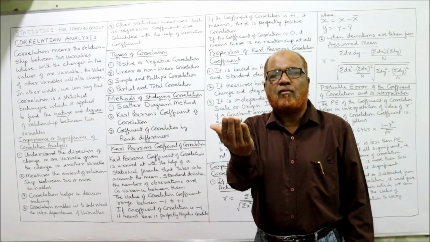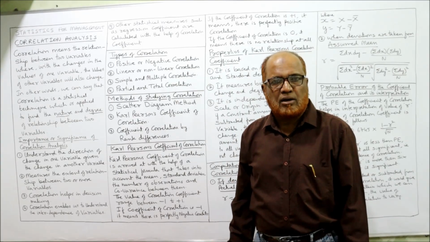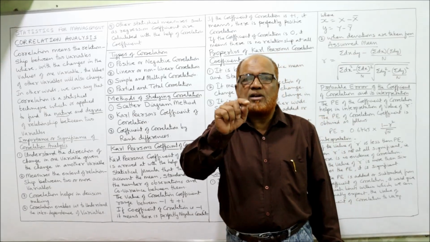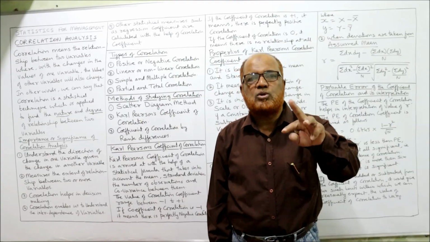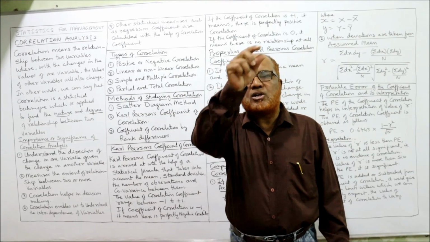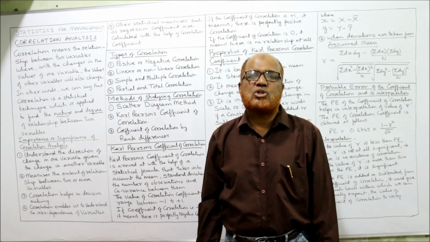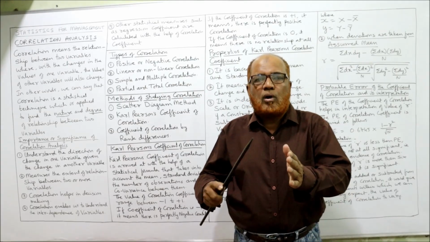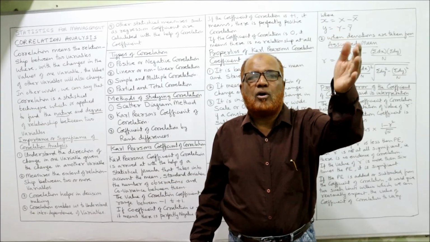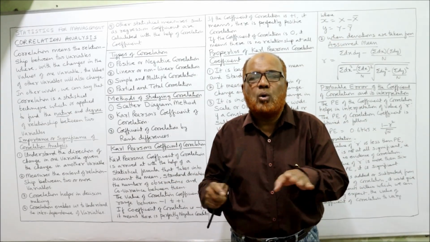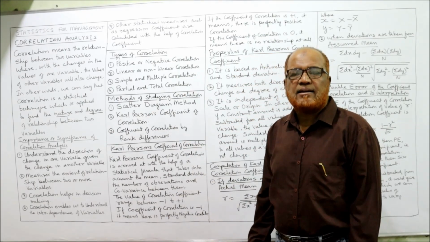Now, if we closely watch the points on the graph paper, we can say whether a relationship exists or not. If the points are showing an upward trend, there is a positive relationship between the two variables. If all the points are showing a downward trend, there is a negative relationship between the two variables. If all the points are scattered on the graph paper, neither showing an upward trend nor a downward trend, we can say there is no correlation at all. So this is the scatter diagram method.